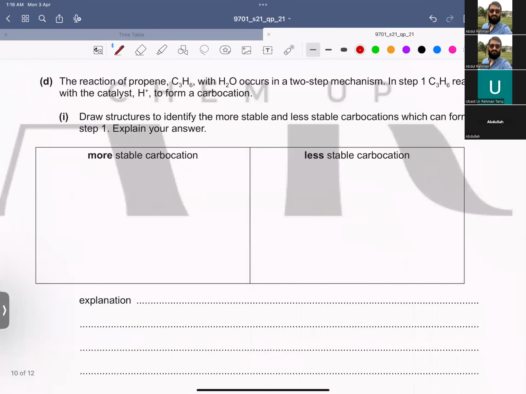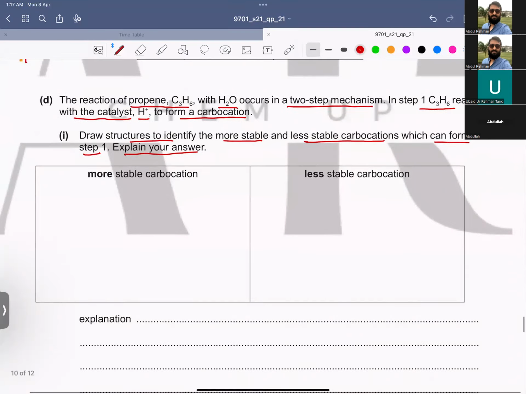Okay. The reaction of propene with water occurs in a two-step mechanism. In step 1, C3H6 reacts with a catalyst, H positive, to form a carbocation. Draw the structure to identify more stable and less stable carbocations which can form in step 1. Explain your answer. Okay, so I hope you all remember this because I have discussed this type of carbocations in detail.